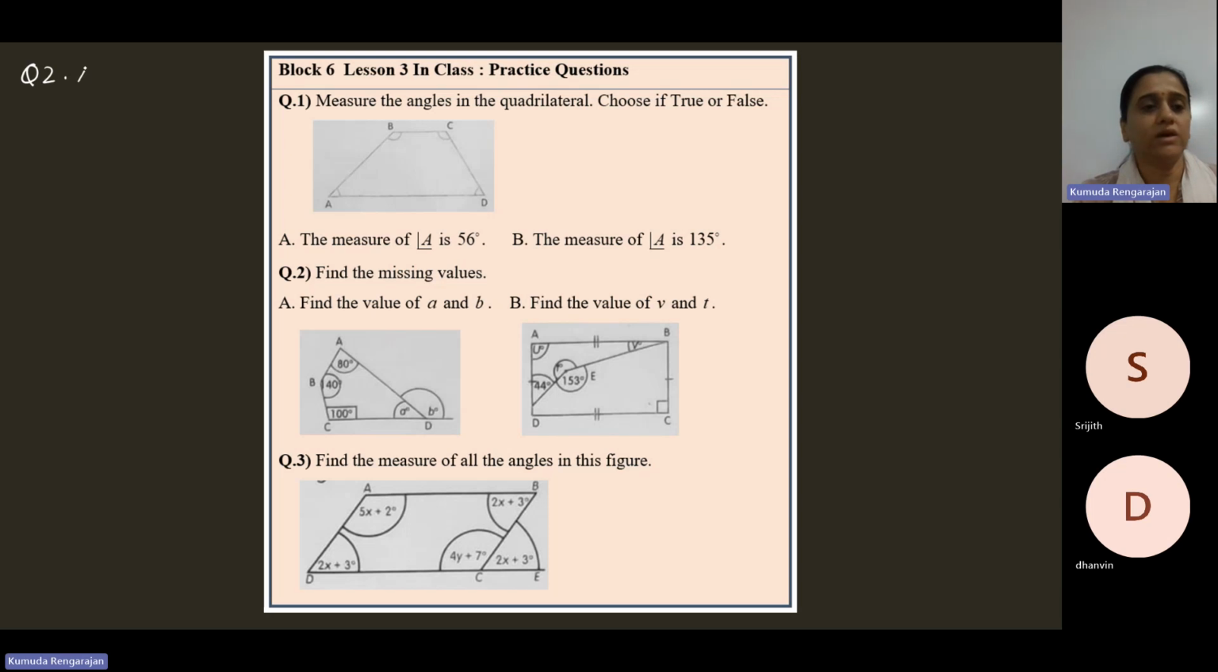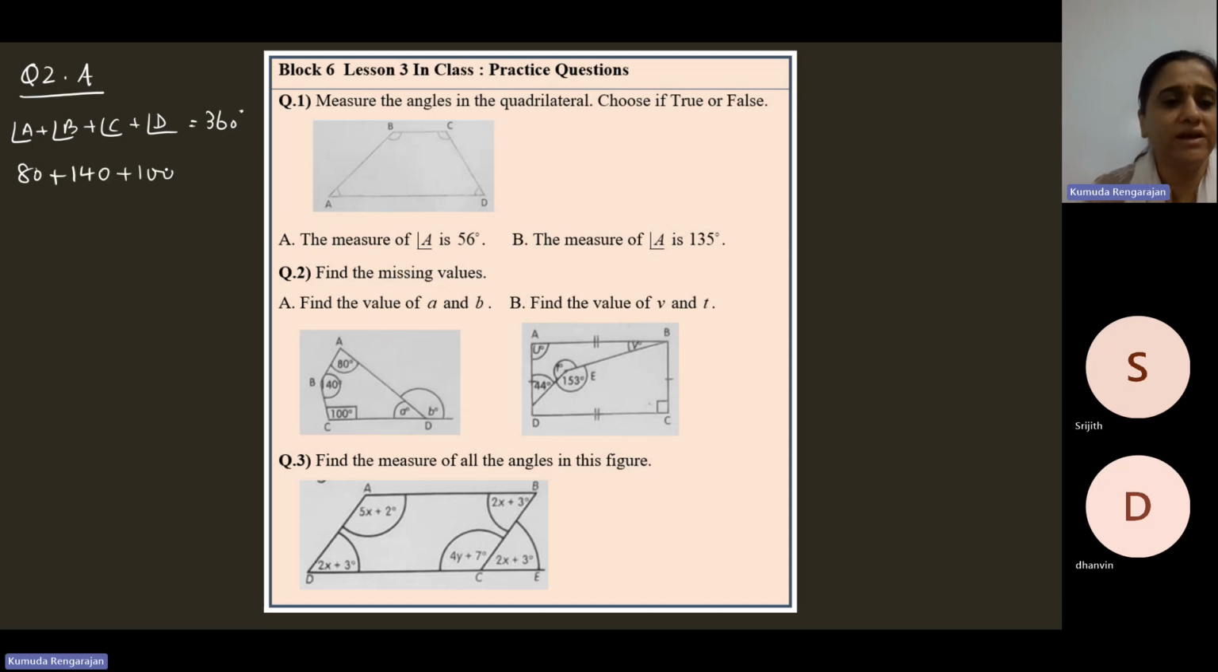So question number 2A. ABCD is a quadrilateral. So the sum of the four interior angles is equal to 360 degrees. So we have angle A plus angle B plus angle C plus angle D is equal to 360 degrees. Angle A is 80, angle B is 140, C is 100, D is marked A, plus A is equal to 360. So this is 240, 320. 320 plus A is equal to 360. A is equal to 360 minus 320. A is equal to 40 degrees.